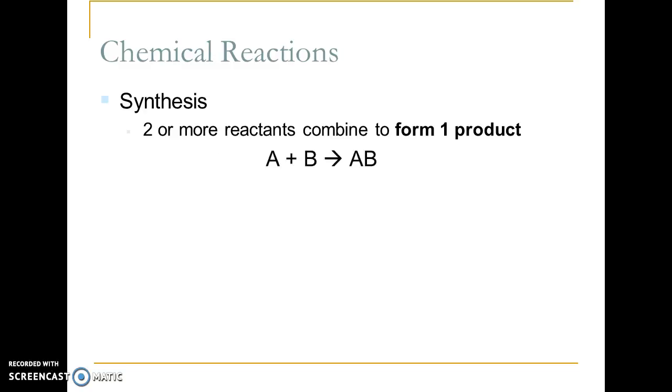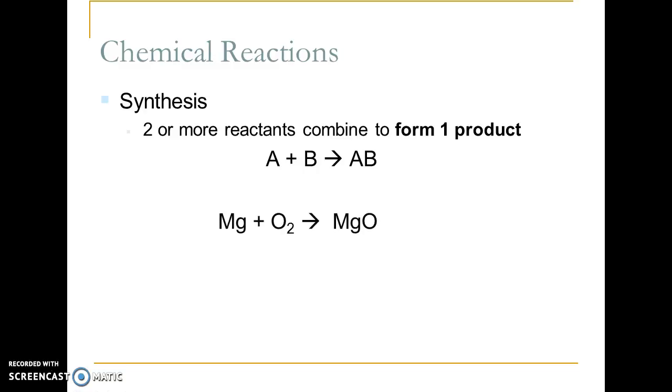So when you are looking at the general equation here, take notice how you have a plus sign on your reactant side, which means you have two reactants. They are going to combine together and yield or produce one product. I know that this is one product because I have no plus signs on my product side.